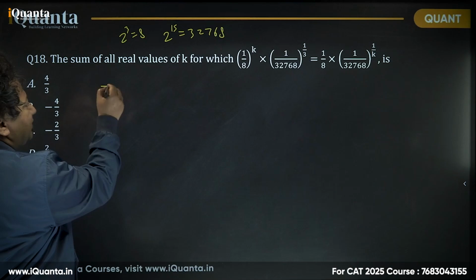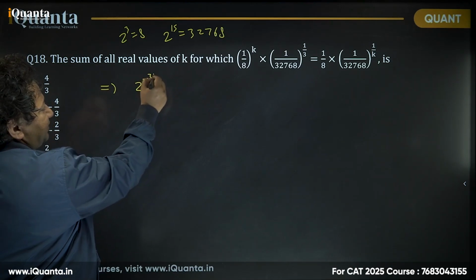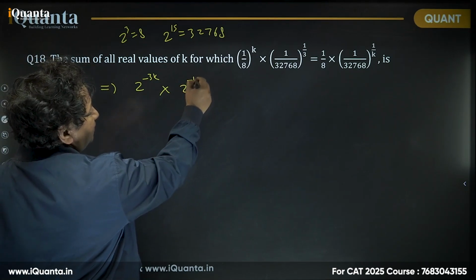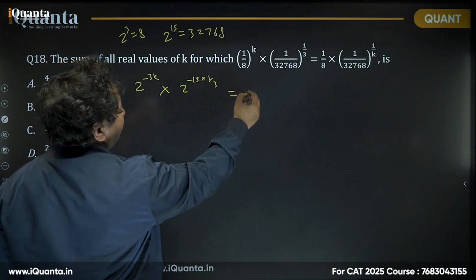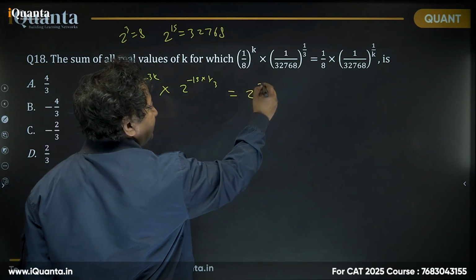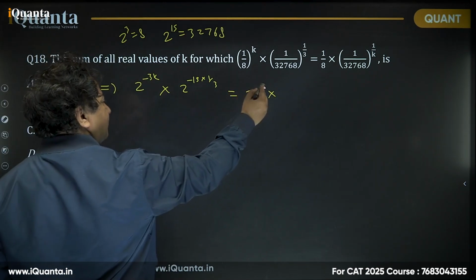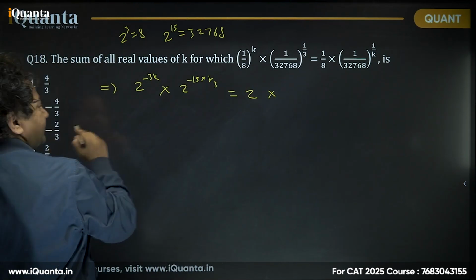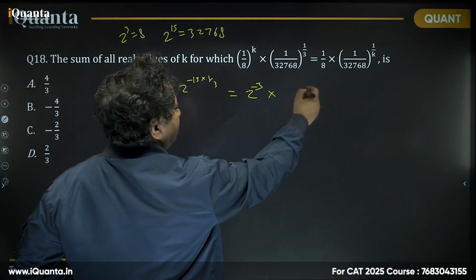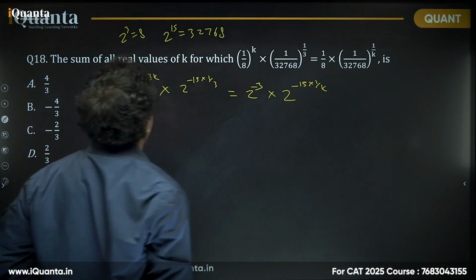So 1 by 8 is 2 to the power minus 3. So I'll have 2 to the power minus 3k, multiplied by this will be 2 to the power minus 15, multiplied by 1 by 3. Now we have 2 to the power minus 3 here, and then there's minus 3. I'll just write it again. Minus 3 and multiplied by 2 to the power minus 15 multiplied by 1 by k. Okay, so far, so good.